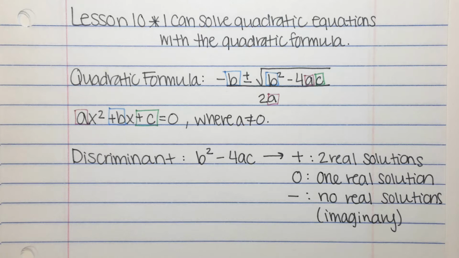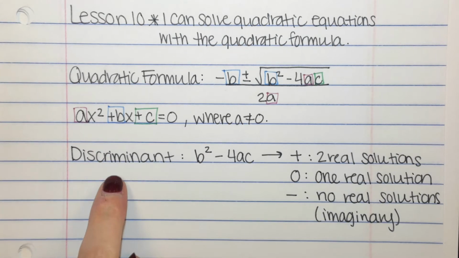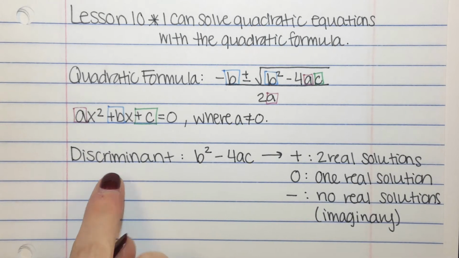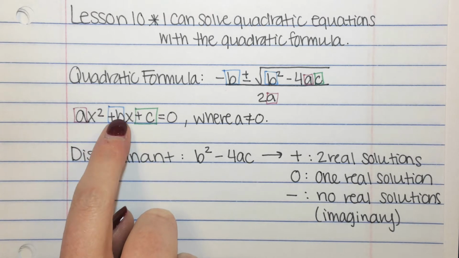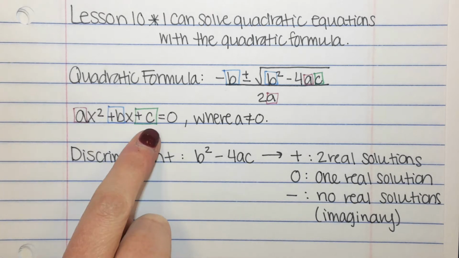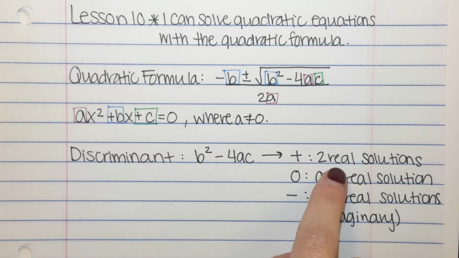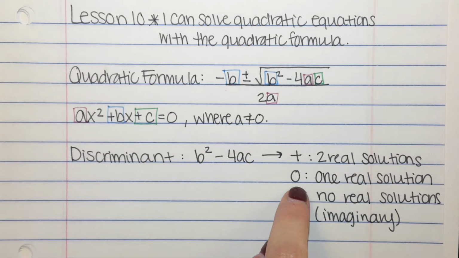Okay, the next thing we need to talk about is the discriminant. So you find the discriminant of the quadratic equation by doing b squared minus 4ac. So b squared minus 4 times a times c. If you get a positive number, that means you have two real solutions. If you get a 0, there's just one real solution. And if you get a negative number, that means there are no real solutions. Your solutions are imaginary. And today, we're going to see both real and imaginary solutions.